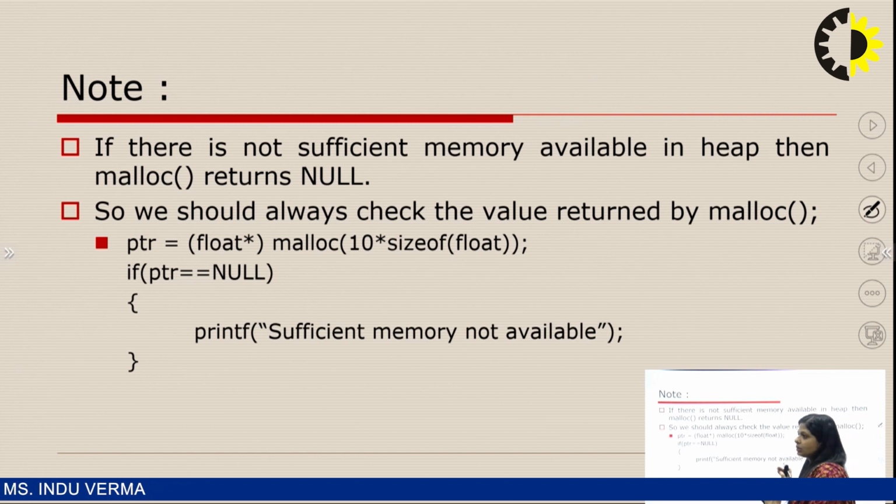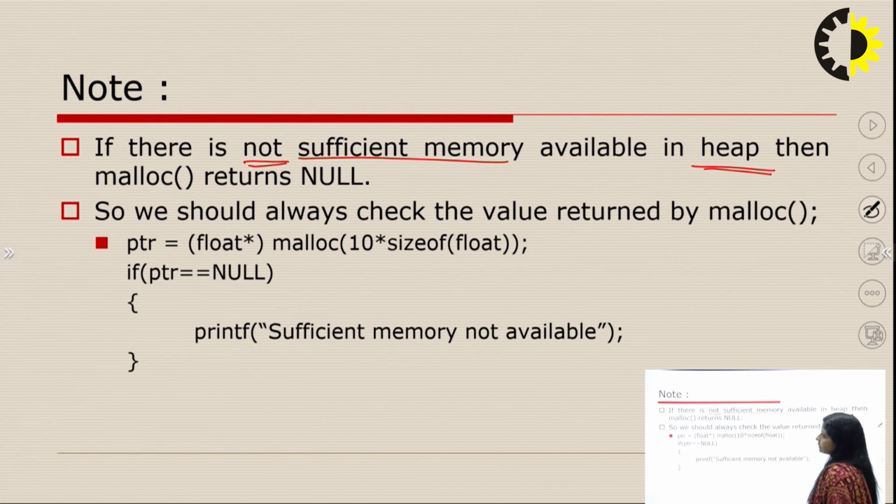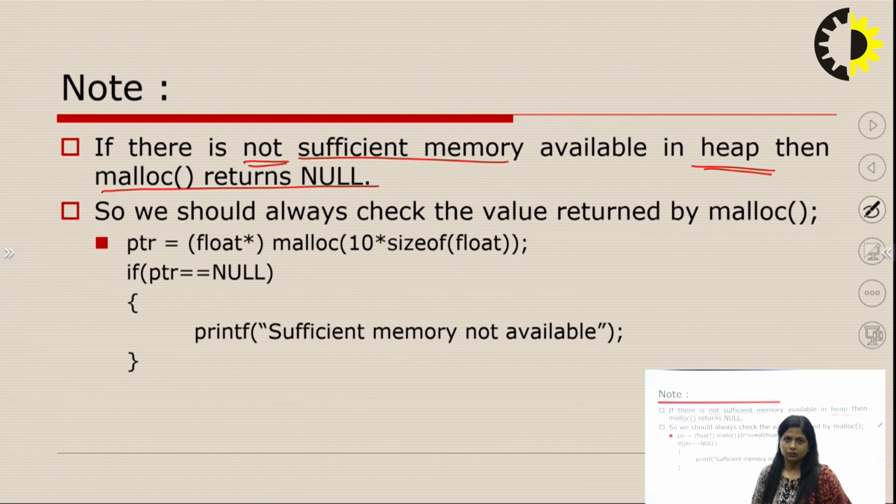Okay, that was the example where we have seen a success. That means memory was available and it has been allocated. Now, in case the memory is not available, what will happen? If there is not sufficient memory available in the heap, then we have seen in the previous slide, malloc returns null, right? So it becomes necessary to check whether the memory is available or not, right? So we should always check the value returned by malloc.